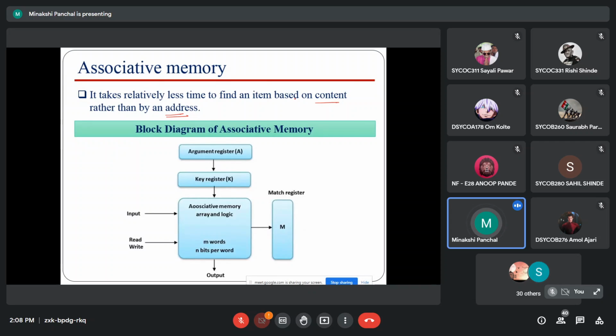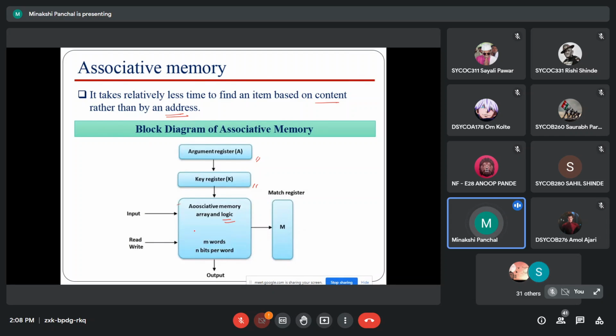All the related words. Even by using the first three words, he starts to find the word. The same concept is used here. This is the block diagram of associative memory. We are using an argument register and a key register. So, associative memory array and logic. Obviously we need the logic also.